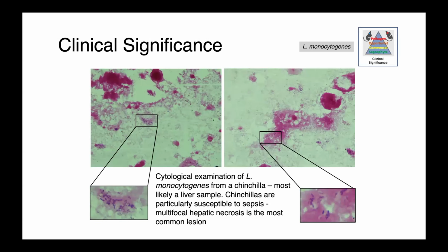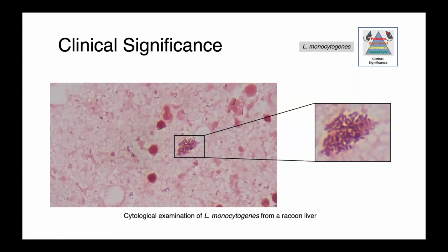Many other animal species are also susceptible to Listeria monocytogenes, and in these two pictures, you can see cytological examination of what's most likely a chinchilla liver. Chinchillas are particularly susceptible to sepsis, and multifocal hepatic necrosis is apparently the most common lesion. So here you can see these small rod-shaped bacteria throughout the tissue. And then finally, this is a cytological examination of Listeria monocytogenes from a raccoon liver. You can see this very nice cluster of small rod-shaped bacteria here.